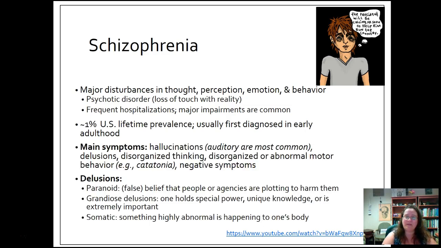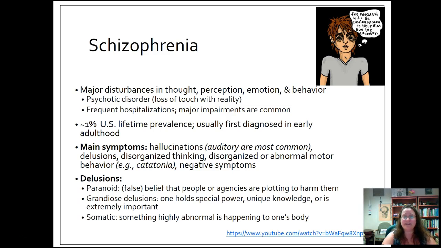Not super common prevalence-wise, but the main symptoms you'll see from individuals with schizophrenia are things like hallucinations, hearing things being the most common, delusions, which we'll look at, and then things like disorganized thinking and motor symptoms. So we'll look at some more symptoms of schizophrenia.